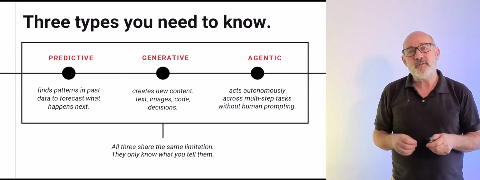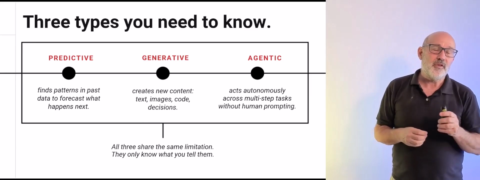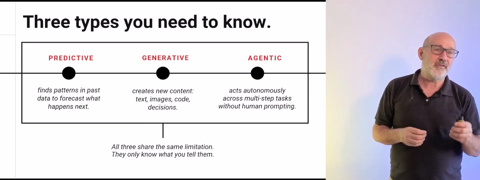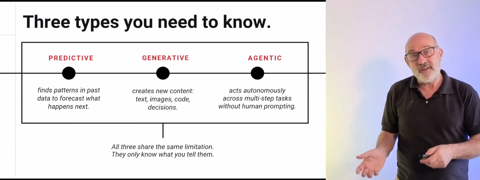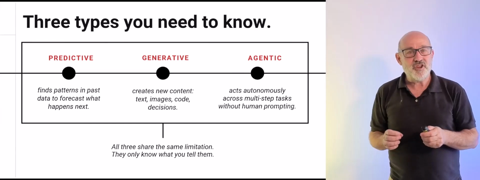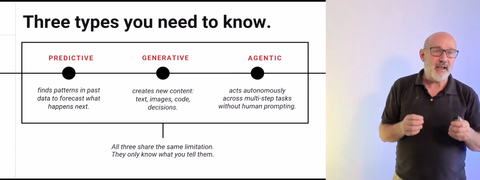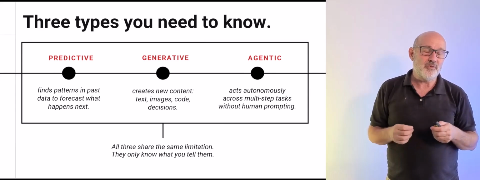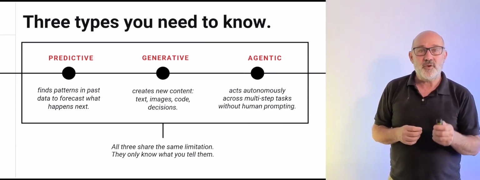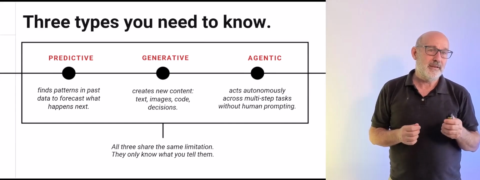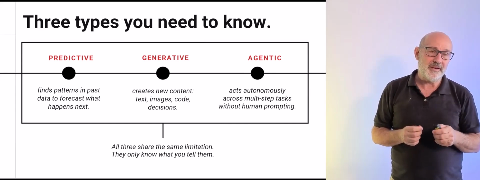Now, there are three types of AI you're going to encounter in your work. The first is predictive AI. It finds patterns in past data to forecast what's happening next. Think credit scoring, demand forecasting, churn prediction. The second is generative AI. It creates new content: text, images, code. This is ChatGPT, Claude, Gemini, and the tools most of you are using already. The third is agentic. It acts autonomously, completing multi-step tasks without human prompting at each stage.